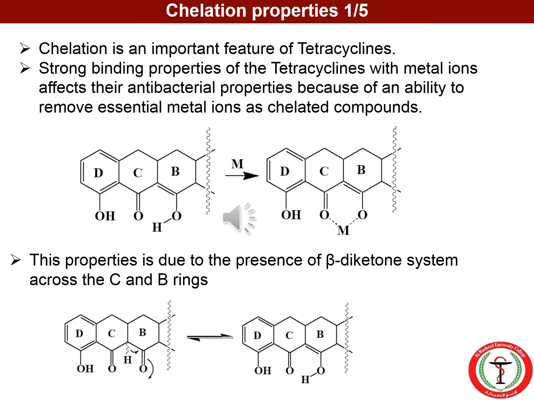One of the important properties of tetracyclines, in this slide and in the next coming slides, is the ability to chelate or bind with metal ions due to the presence of multiple polar or hydrophilic groups or sites which can act as a Lewis base and donate their lone electron pair to the Lewis acid or to the metal ion. This action is due to the presence of the beta-diketone system in rings C and B, as shown clearly at the bottom of this slide.